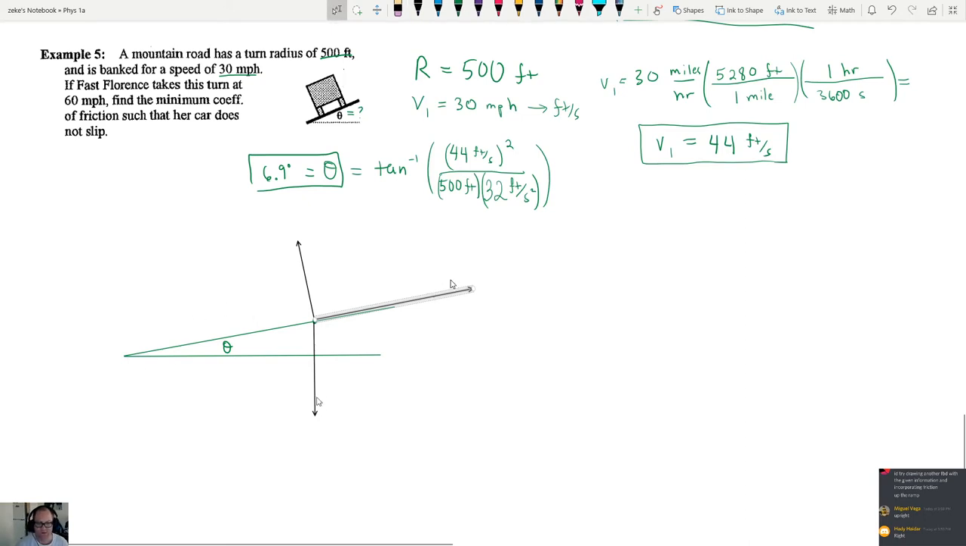Let me label these things, by the way. So this was the weight, this was the normal force, and what I'm trying to draw now is friction. But we're going to figure out what direction it points first. Maybe it's up. I don't know. But let's talk through it.